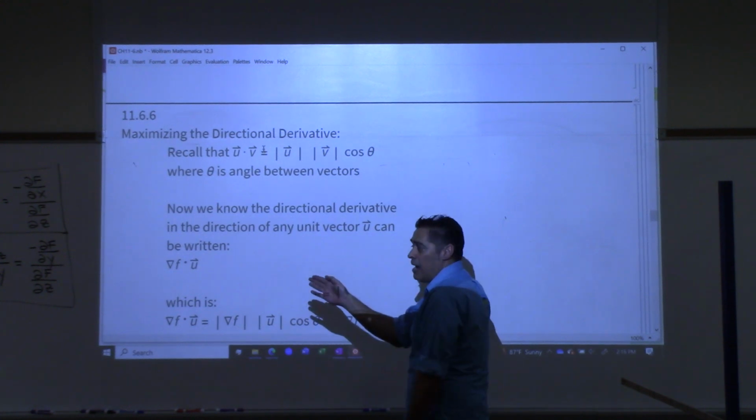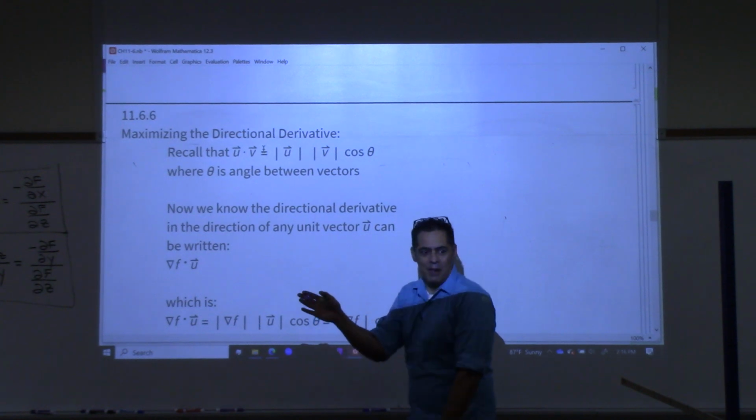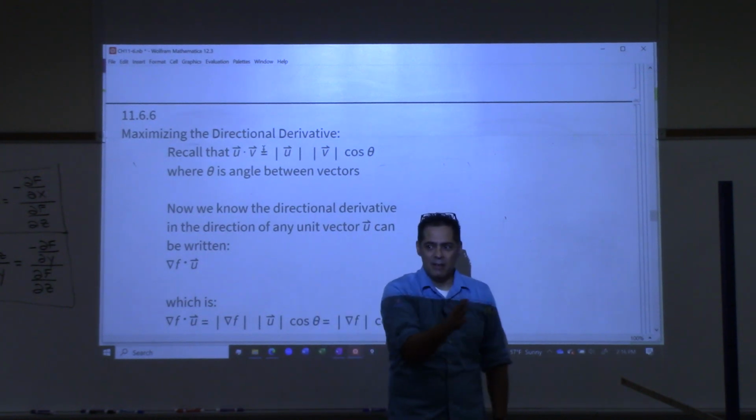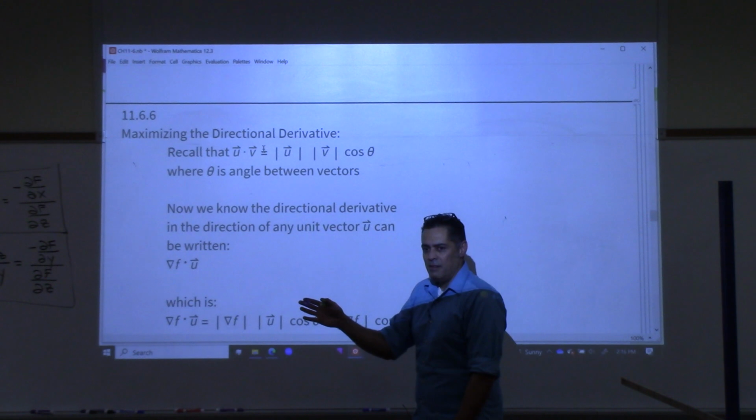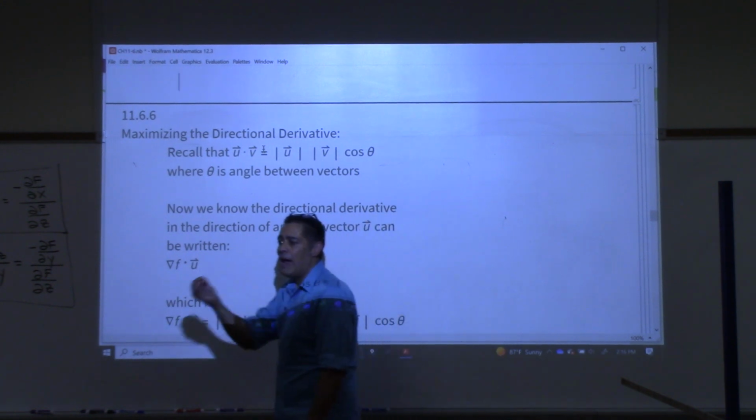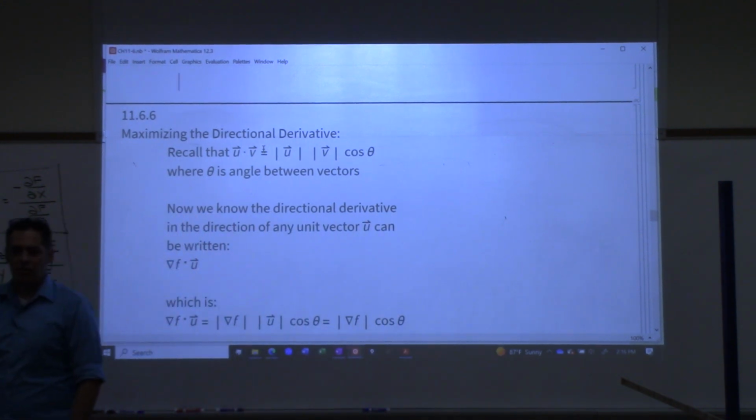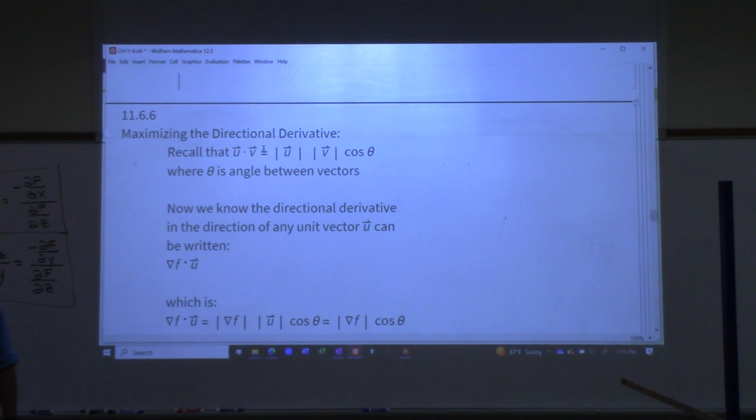I mean, it seems like you would have to compare that to every other direction you point in, right? You understand? Is there a way to maximize this directional derivative, to find out what direction we point in to get the maximum directional derivative? And this is the big, like, holy shit, is it not as bad as it sounds? And it goes back to this idea of the dot product.